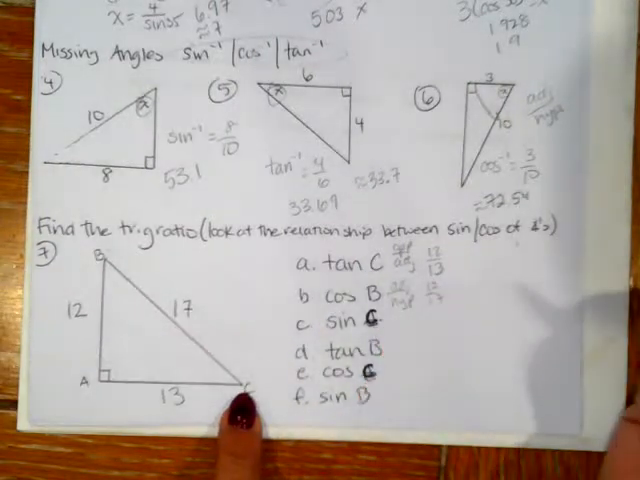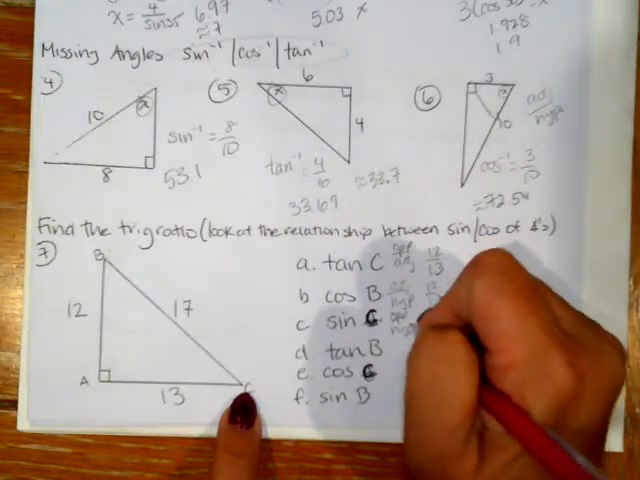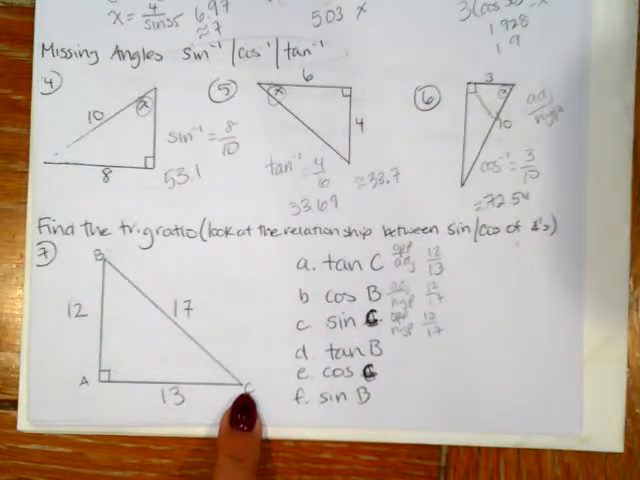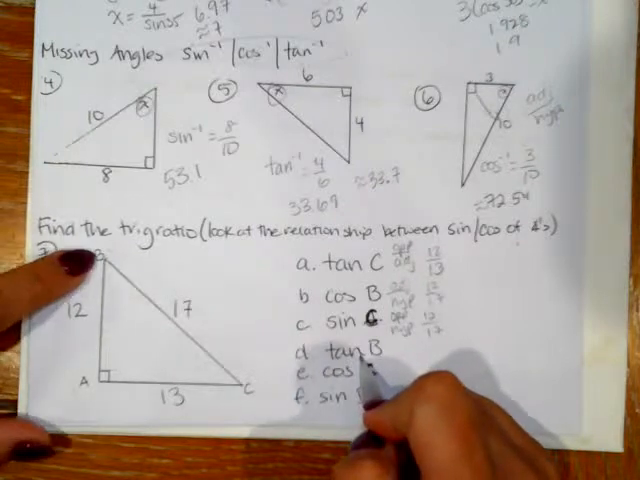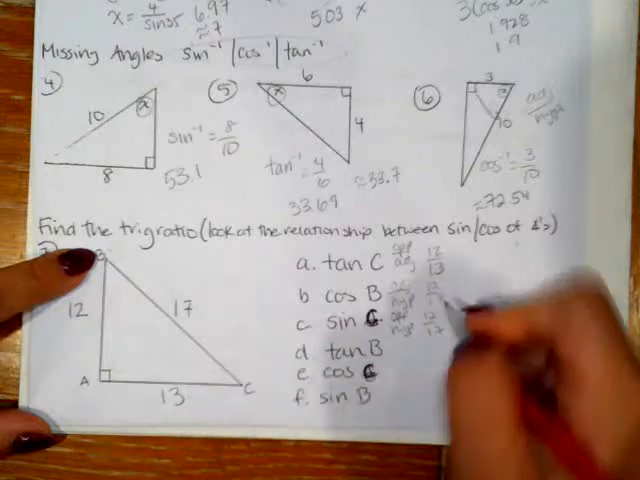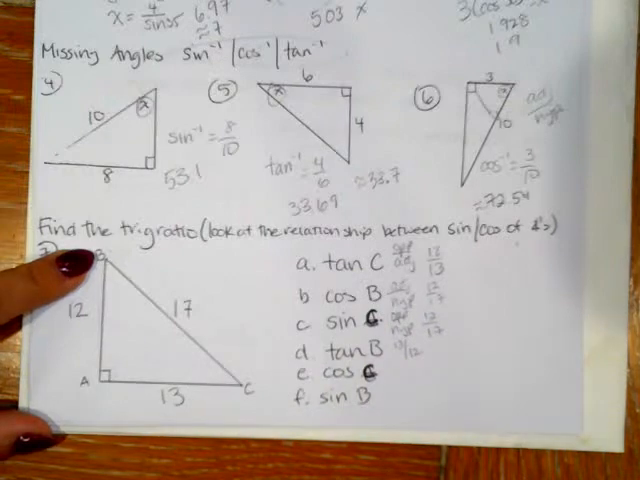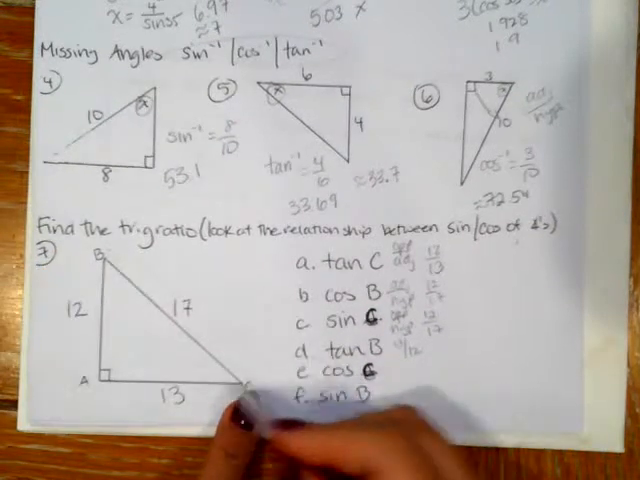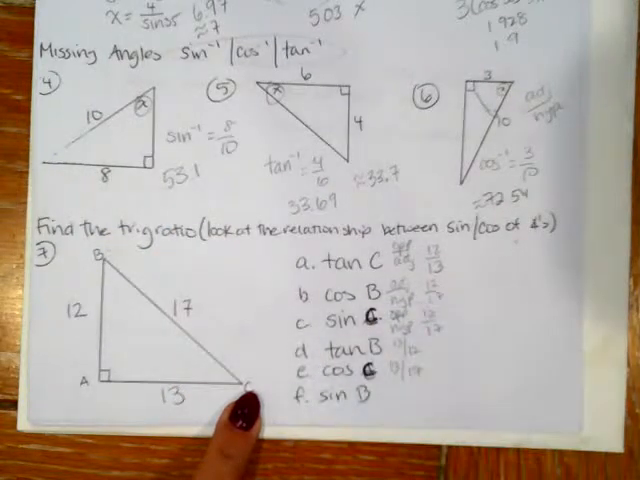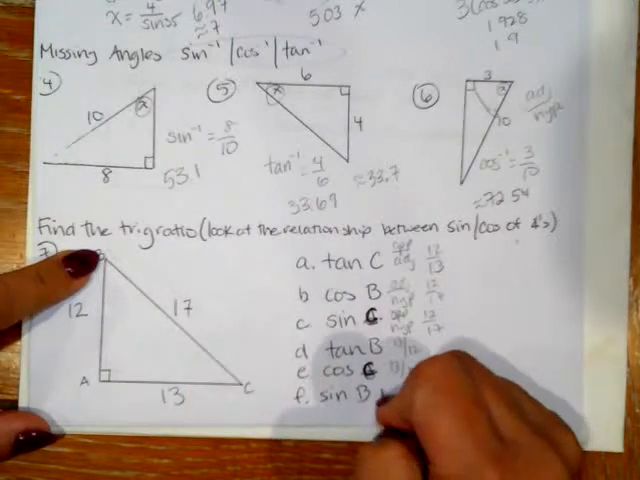Sine of C, you're down here. Sine is opposite over hypotenuse, 12 over 17. Tangent of B, again, tangent's opposite over adjacent, opposite, directly across, over adjacent, 12. Cosine of C, adjacent over hypotenuse. And then sine of B, opposite over hypotenuse.